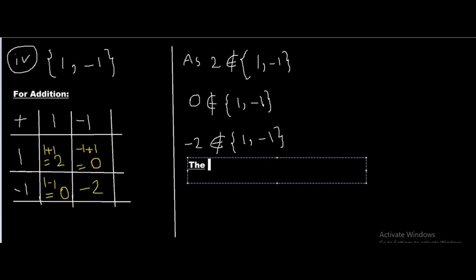The given set does not obey the closure property of addition. So this is the result for the addition. Now we will be looking into the result for the multiplication.